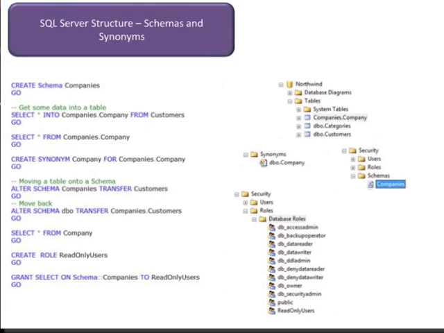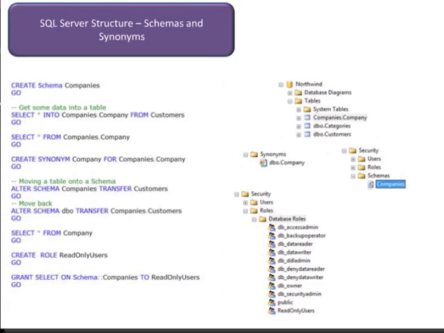And a synonym is just creating something which is a short name for something else, which is a more complex name. And so if I create a synonym called company for companies.company, in the line above where it says select star from companies.company, I could change that to simply say select star from company, because it will know by the synonym how to refer to the table in the schema.